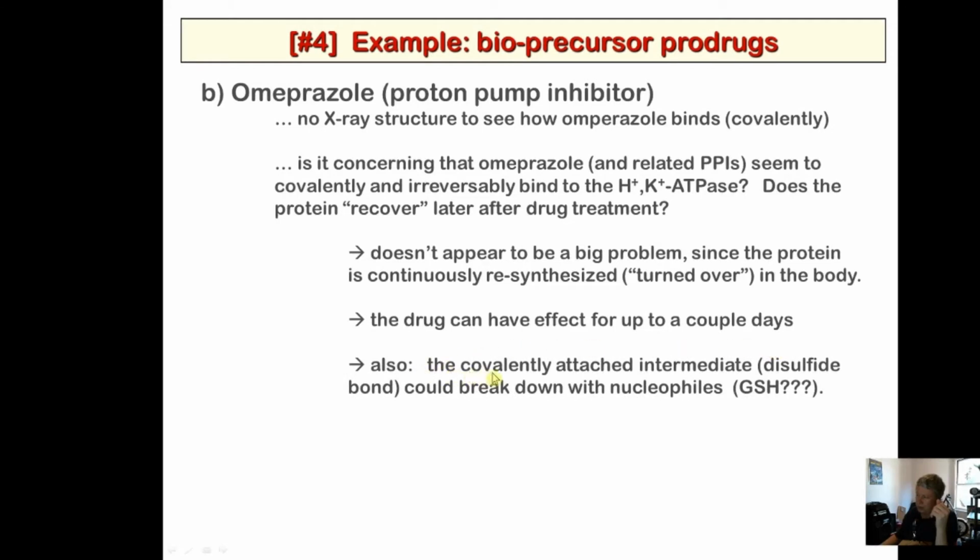You could also imagine that the covalently attached intermediate, the disulfide, could break down with nucleophiles, maybe glutathione, which we know is a nucleophilic thiol. You can imagine that it might attack the left sulfur or the right sulfur to cleave the bond. If it attacks the left sulfur, then that regenerates the cysteine. And glutathione, being a nucleophile present in a lot of tissue types, could theoretically do this. So there are ways the disulfide bond could be cleaved. This is also discussed in these two papers.